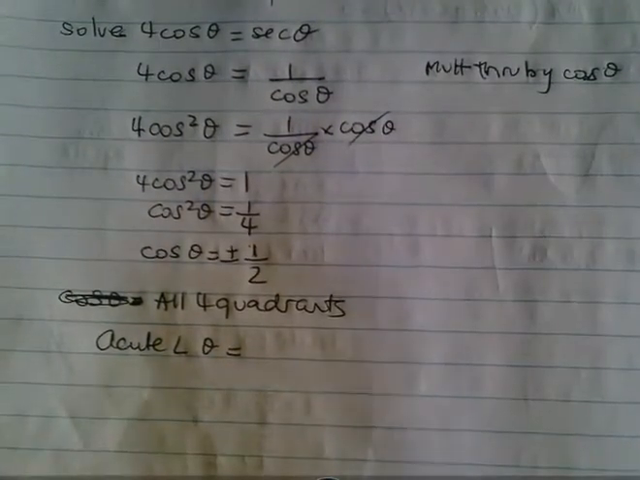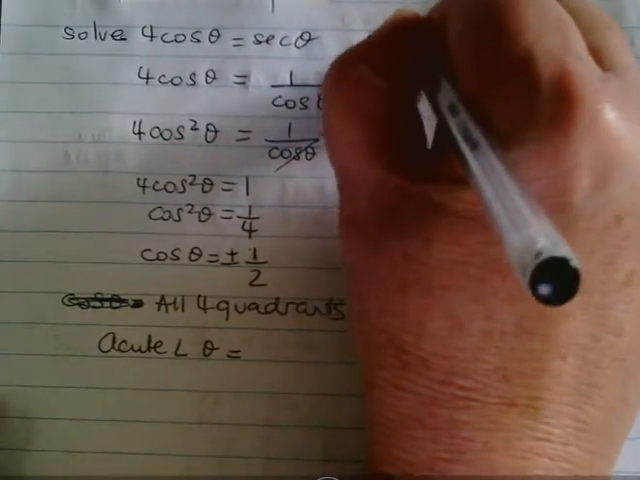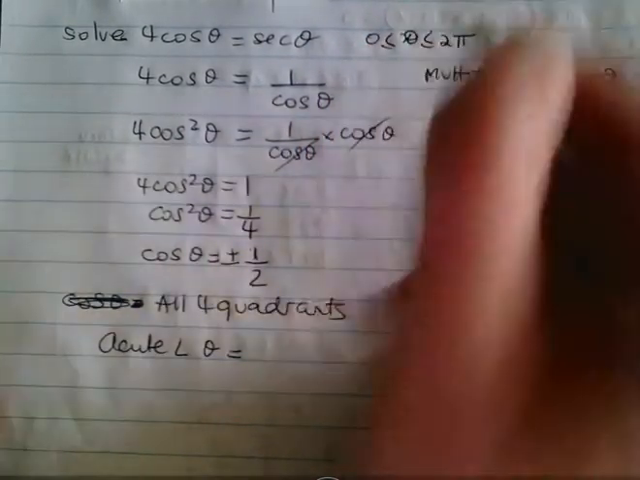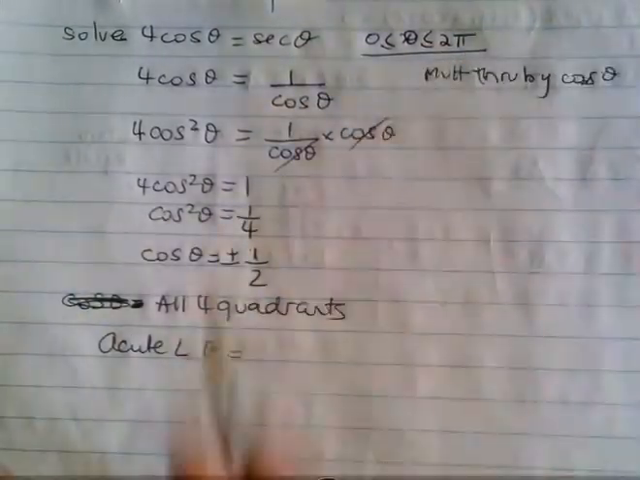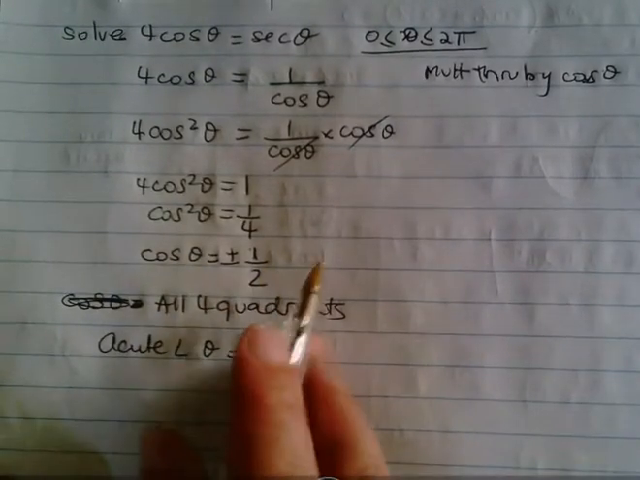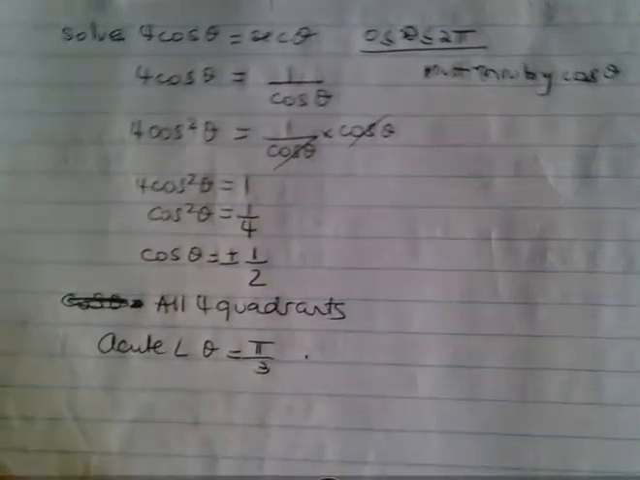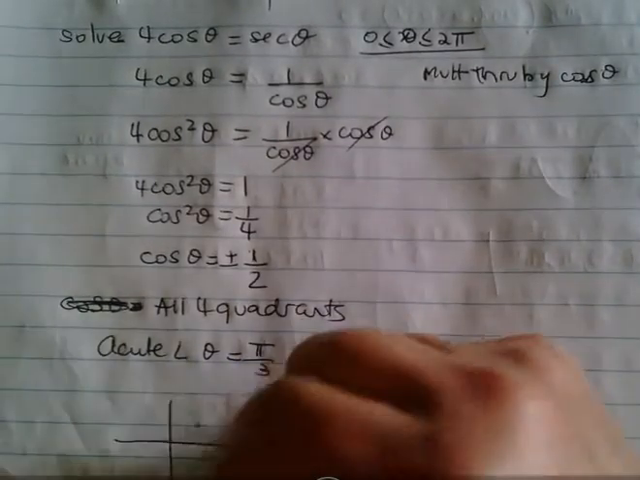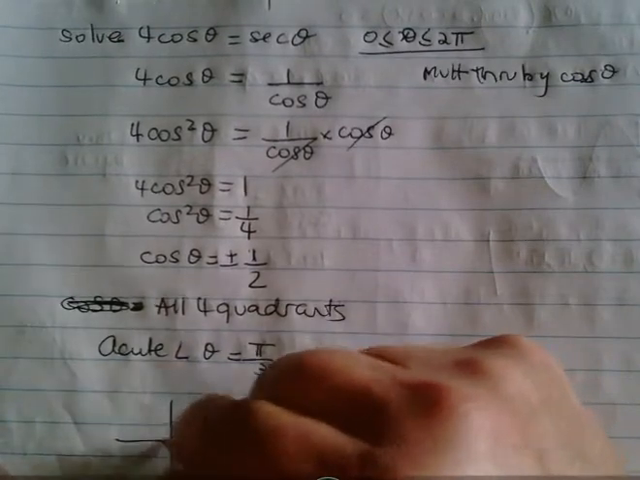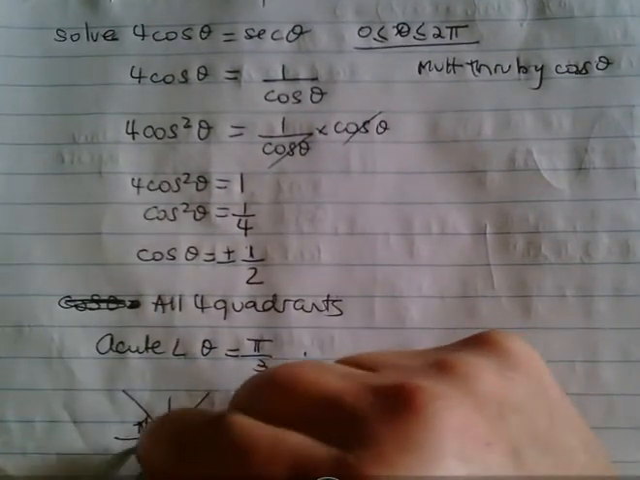Now, cos of what is a half? Now we're again solving from 0 to 2 pi here. Okay. So cos of what is a half? That's cos of 60. 60 is pi on 3. And then you can just draw up your little diagram and put in all your solutions.